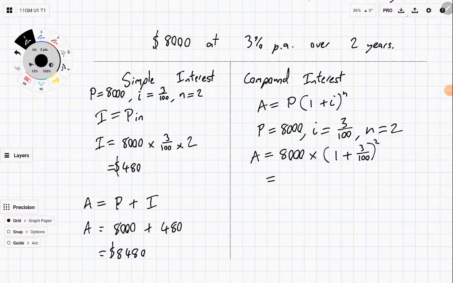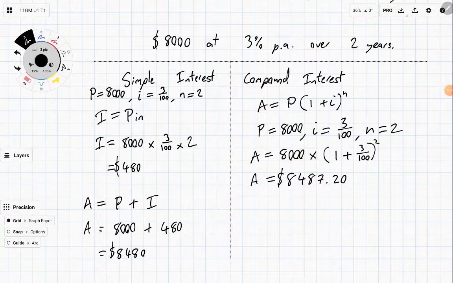And you'll notice this time that the amount of money is going to be bigger. $8,487.20, which you can see is more money than in the simple interest. It's not a lot more money, but it's $7.20, which is not significant over 2 years, but over a longer period of time, that's going to add up more and more and more.